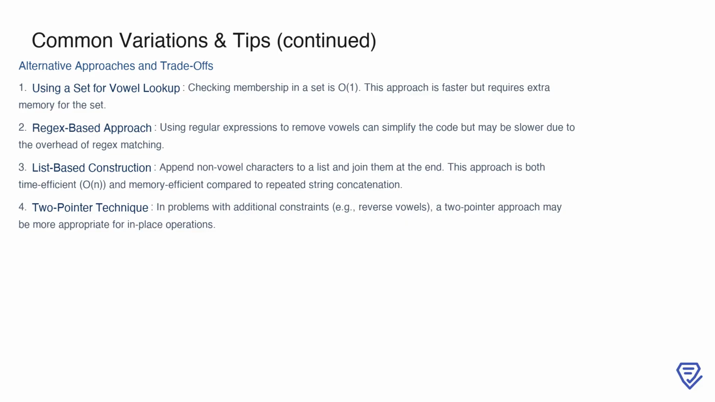A more efficient and memory-friendly approach involves constructing the result using a list. By appending non-vowel characters to a list and joining them at the end, you achieve O(n) time complexity while avoiding the overhead of repeated string concatenation. Finally, for problems with additional constraints, such as reversing vowels, a two-pointer technique can be a great choice for in-place operations. This method is especially useful when minimizing space usage is a priority.